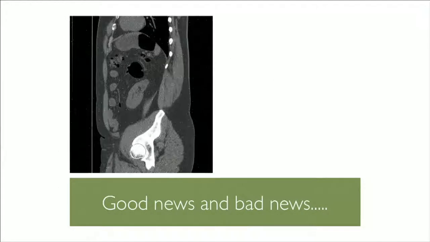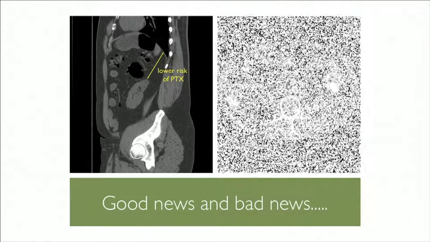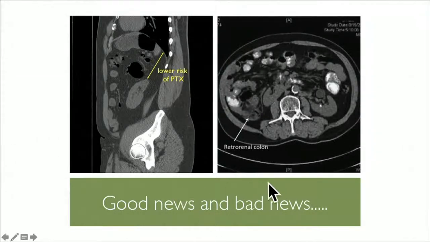So there's good news and bad news. The good news is the kidneys are lower, so your risk of pneumothorax from upper pole access is probably lower. The bad news is because of their location, you really have to be careful of other anatomic structures that may be in the way, such as a retrorenal colon. So it's very critical to have a CT scan in all these patients before you would contemplate percutaneous treatment.